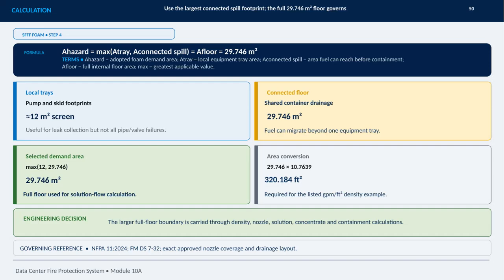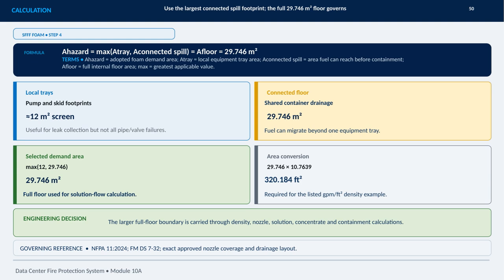This slide establishes the governing hazard area for the SFFF foam calculation. The key decision is to use the largest connected spill footprint, rather than limiting the analysis to the local equipment trays. The tray and pump and skid footprints represent approximately 12 square meters, and they may help collect a leak, but they do not capture every possible pipe or valve failure.